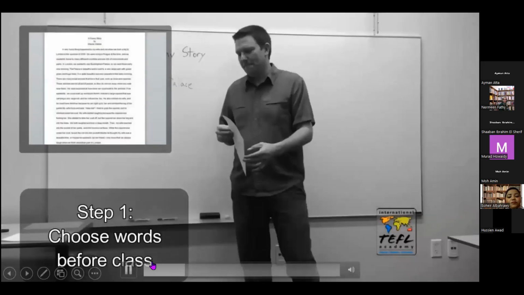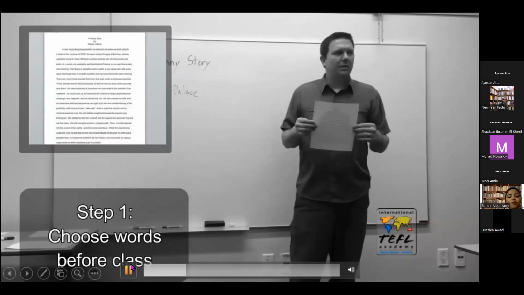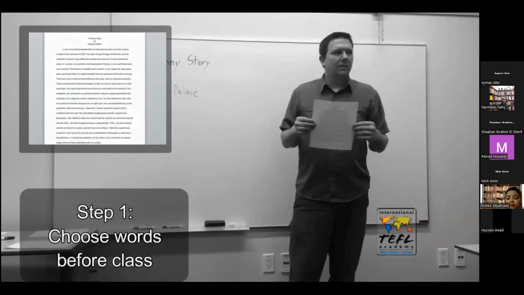The first step is to choose the words. You'll be looking at the text and choosing the words before entering the class. Decide what words you will present today. This is the first step.